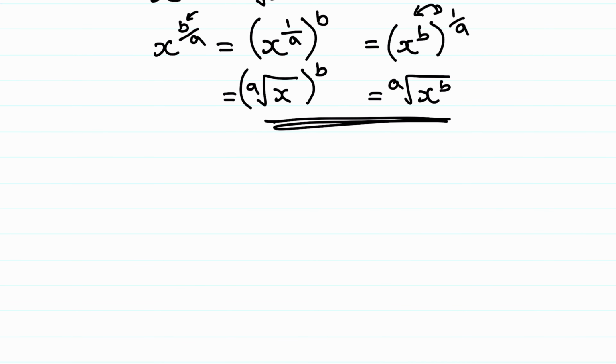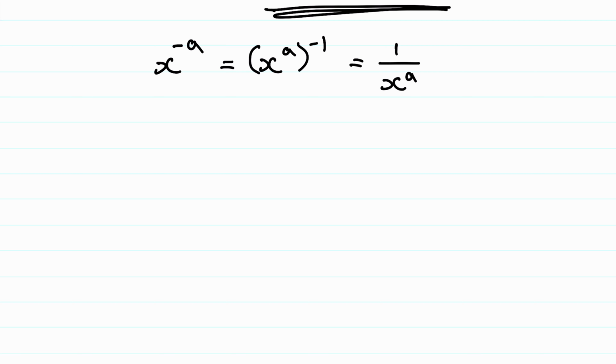Now, if we had x to a negative index, so x to the minus a, we know that's the same as writing x to the a all to the minus 1. And we know if we write something to the minus 1, it's the same as taking the reciprocal of that thing. So we could write it as 1 over x to the a. Finally, an important one to remember is if we have a number raised to the power of 0, that is always equal to 1.